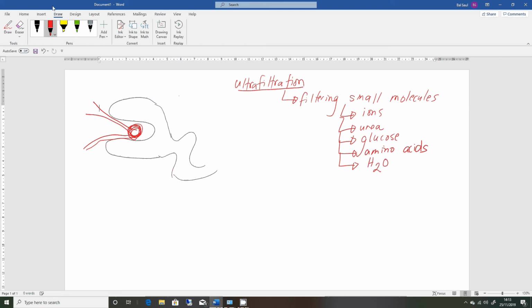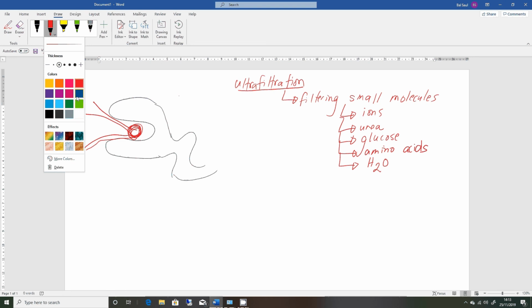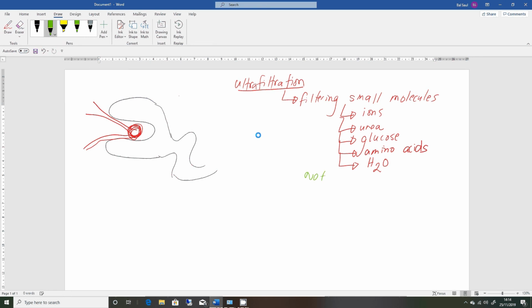The only thing that will not be filtered here would be large molecules. So this is not filtered. That would be plasma proteins. You've got blood cells.